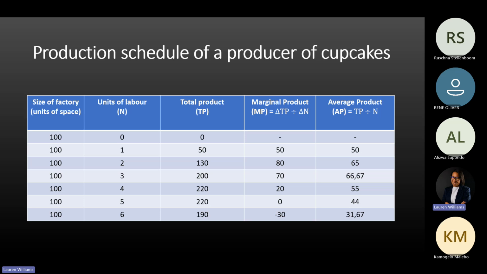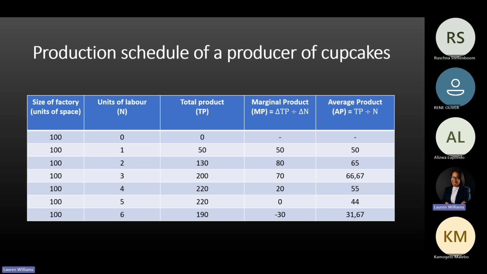So when it fell on the one laborer, they produce 50 cupcakes. When you added the second one, it's now 130. So it's an additional 80 cupcakes that second person has brought in. Then the third one, 70. Then the fourth one, only 20. So now the work starts getting less and less the more laborers you employ.